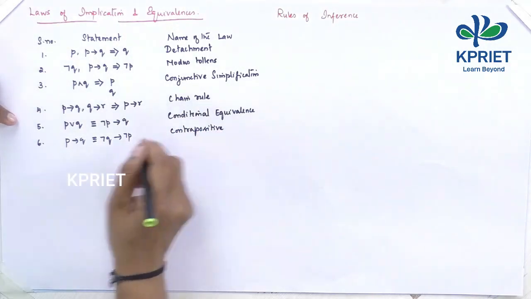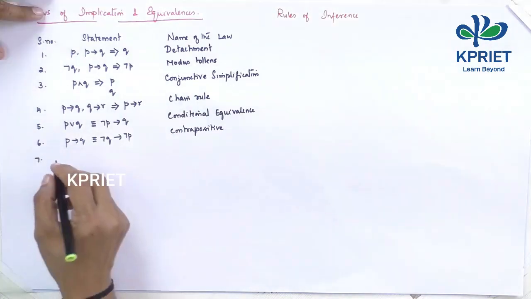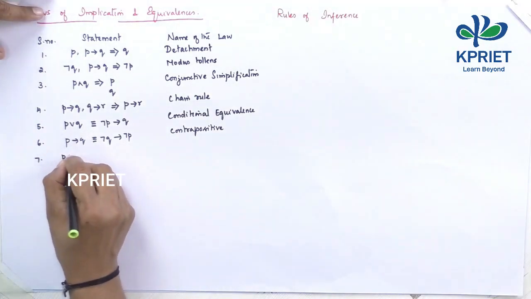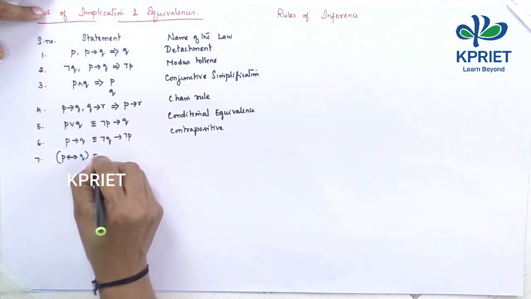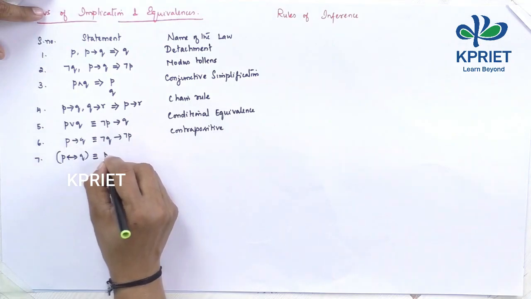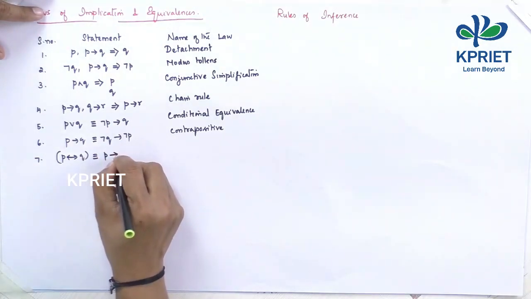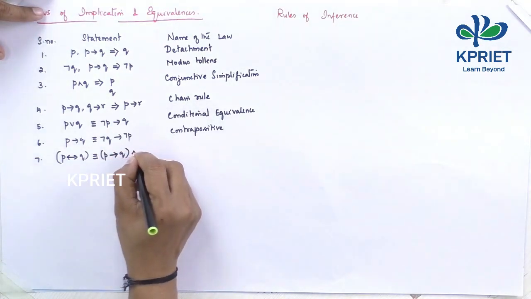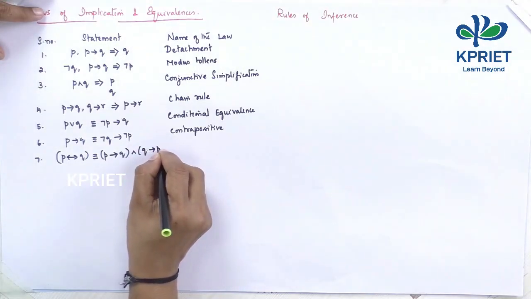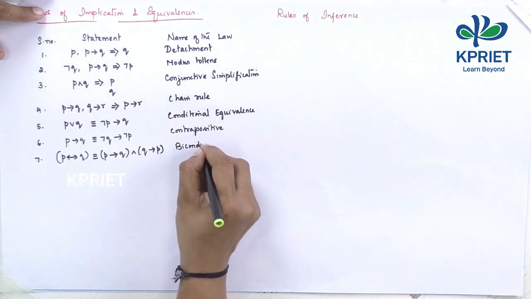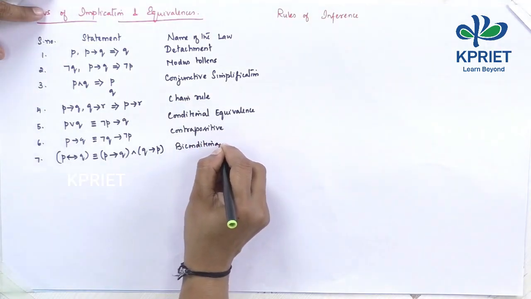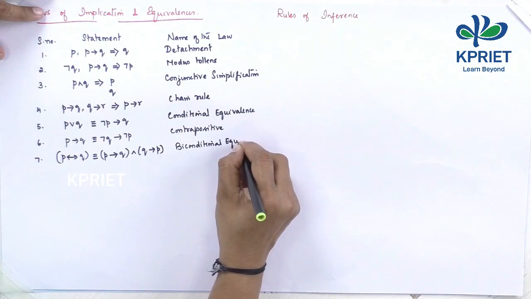And next, if we have P biconditional Q, this is equivalent to P conditional Q and Q conditional P. This is both forward and backward. It is called biconditional equivalence.